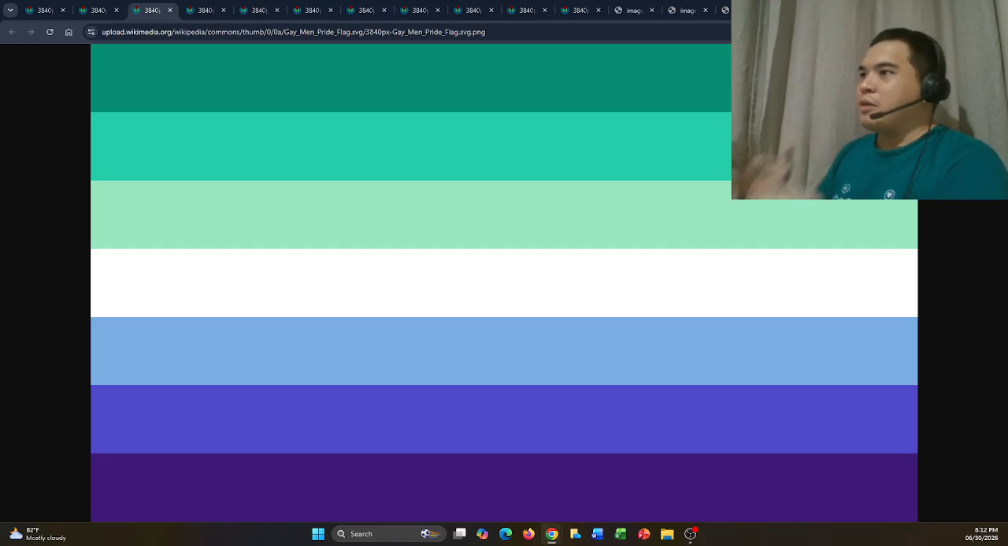But ever since the lesbian flag came to fruition, gay men wanted to have their own flag, so they took the same idea of the lesbian flag and modified it to have masculine colors. As you can see here, there's blue, green, and then blue, and a white stripe as usual. So this is the gay men pride flag, or simply the gay flag.